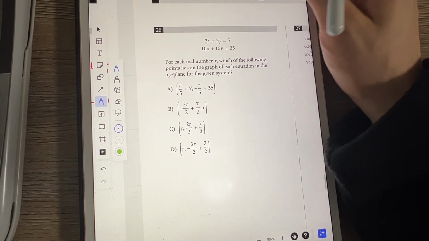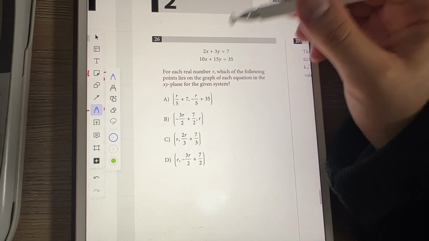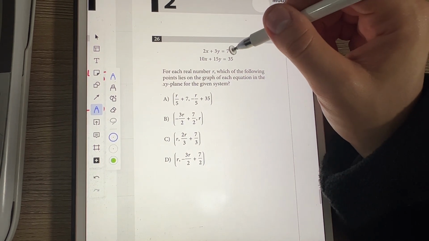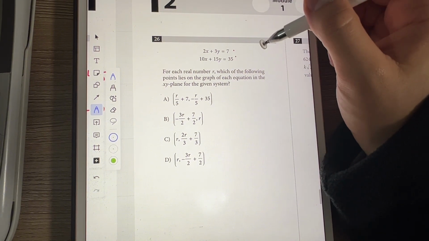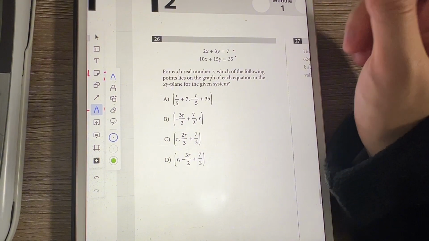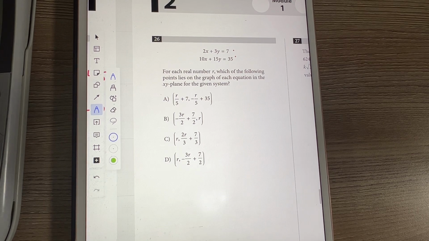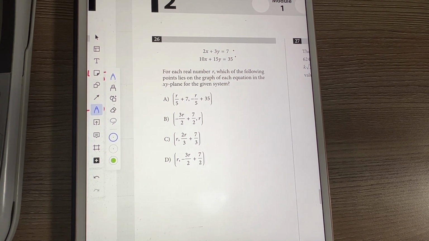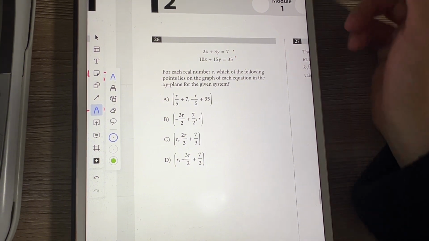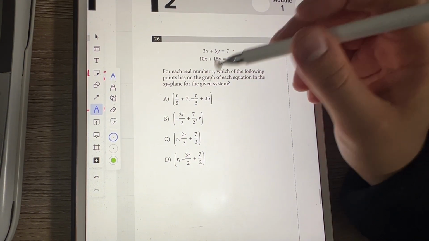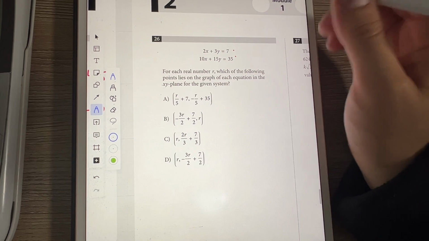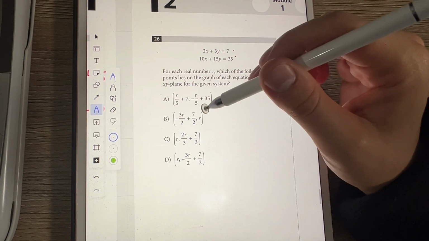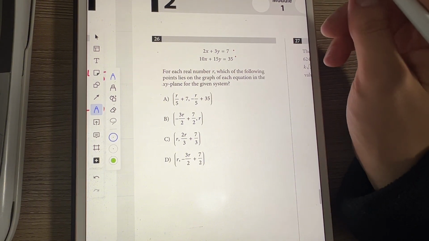And I see this system of equations, and my thought is, well, maybe I can just solve for x and y, but take a closer look here. This equation is the same as this equation, just multiplied by 5. So we're only really given one equation. We're trying to figure out which of the following points lies on the graph of each equation in the xy plane for the given system. Now, I could go to Desmos again. I could literally plug in what we say here on a certain line and find it. Or I could plug in this point for x and this point for y, and we're going to get to our answer that way as well.